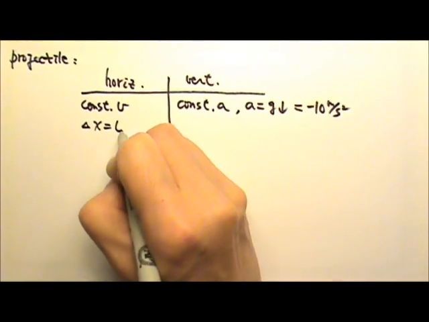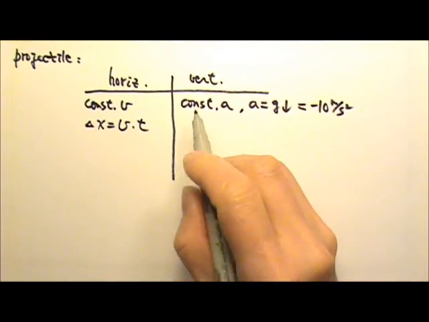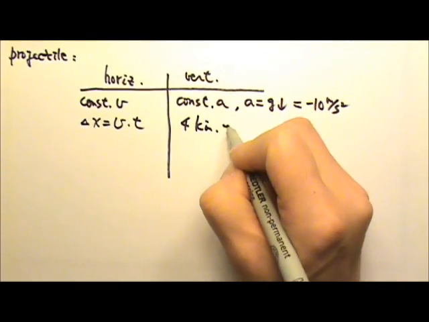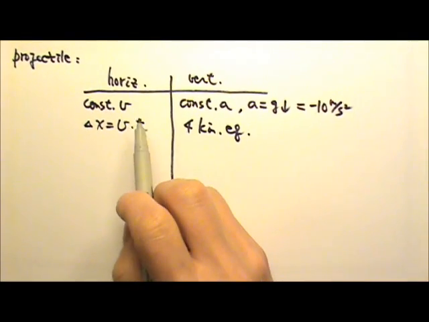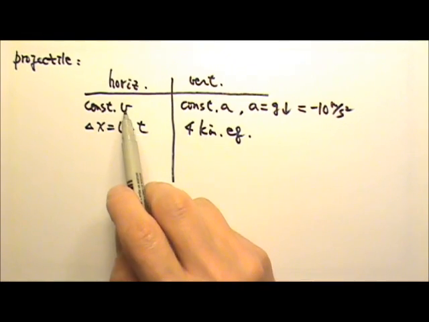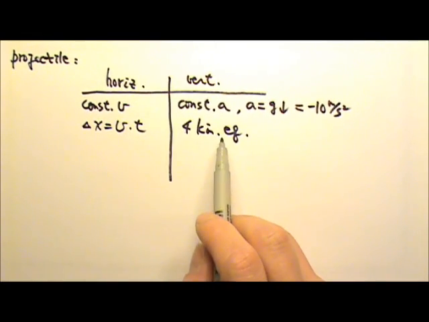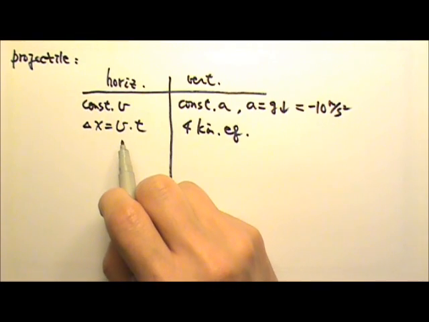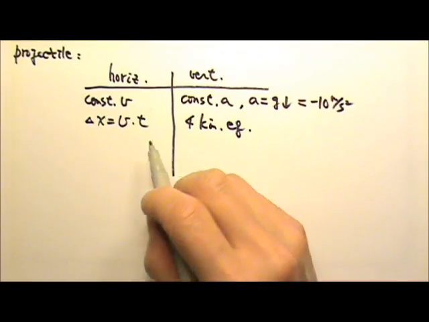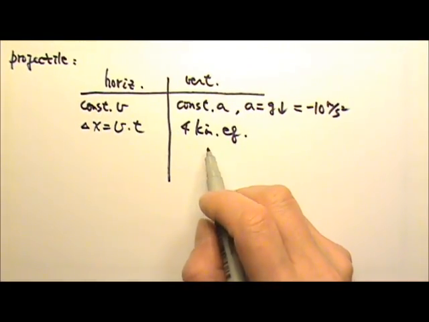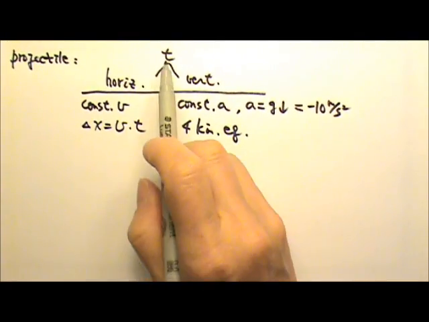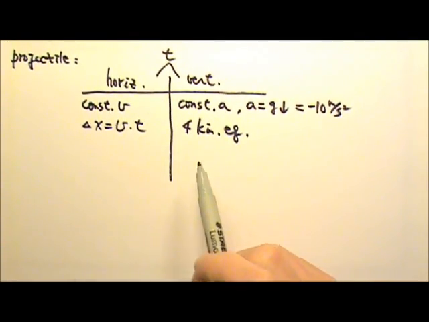For constant velocity motion, the only equation we use is delta x equals velocity times time. For constant acceleration motion, we can use any of the four kinematics equations. For projectile motion, we need to make sure we separate the two sides because we have different types of motion. We use different equations, and we also have different values for the acceleration and velocity. The displacement is also different. The only thing that's the same on both sides is the time.